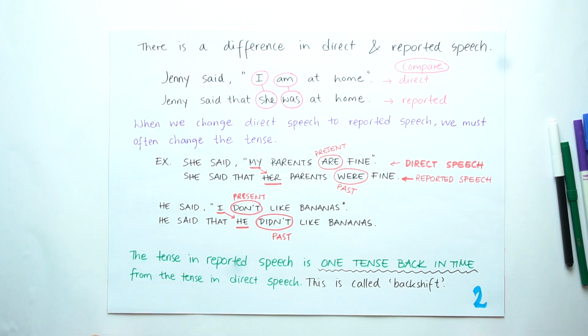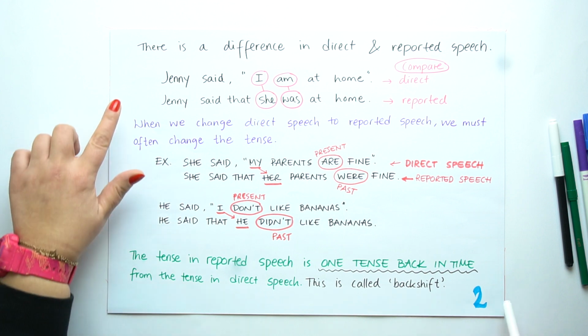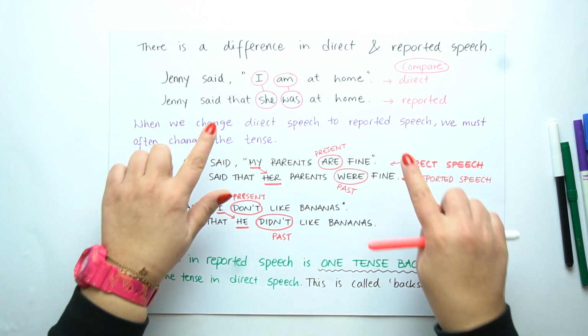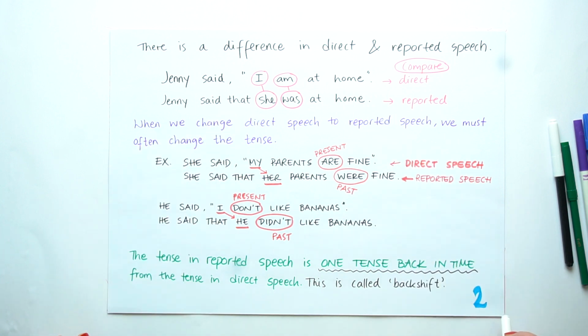There's a difference between direct and reported speech. Look at these two examples. Jenny said, "I'm at home." This is direct speech. It's very important that you pay attention to the quotations. Jenny said that she was at home, and this is reported speech. While we are reporting a sentence, we change the pronoun and the tense, okay? That's one of the most important things.